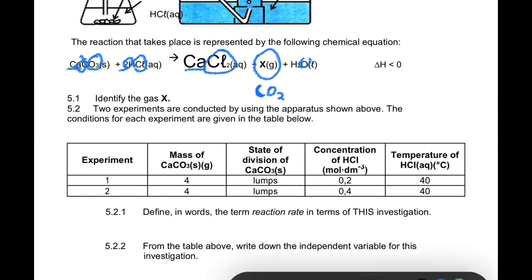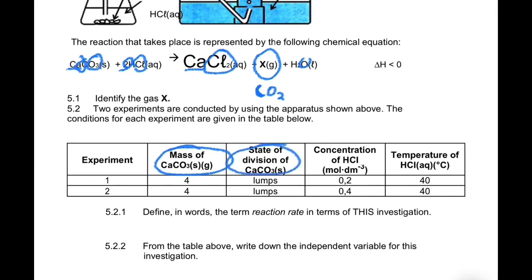So calcium carbonate seems to be our control variable, right? And then the state of division is also the same. So that is also a control variable. But then the concentration of HCl is different in experiment 1 and 2. So HCl is our independent variable. So our dependent variable will be our reaction rate.